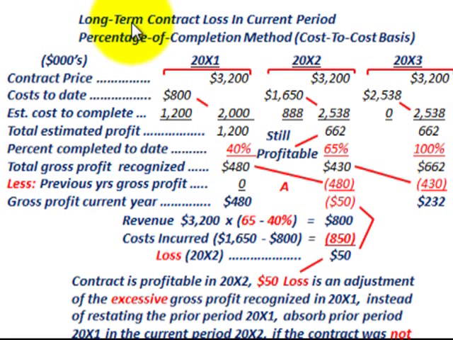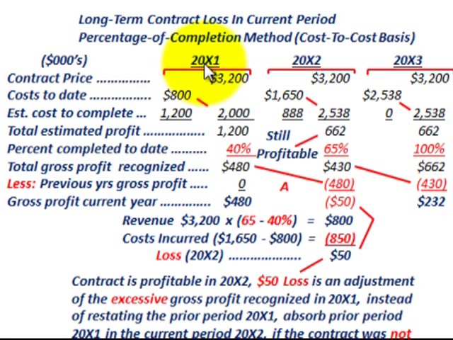What we're going to be looking at here is a long-term contract where we have a loss in the current period, and we're going to look at how we record this loss. For example, we're going to be using the percentage of completion method on this contract, and we can also look at it in terms of the completed contract method, which would be different. But let's start with the percentage of completion method.